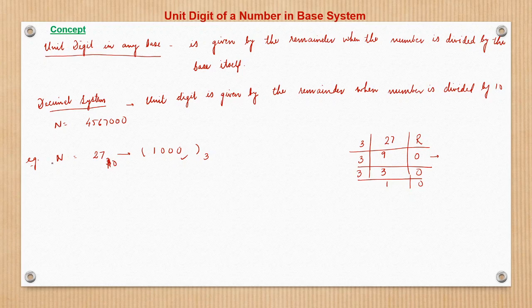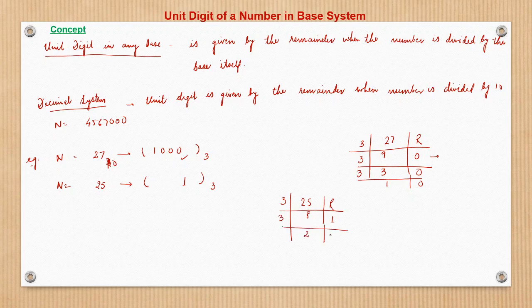So suppose the number had been, say, something like 25, and we were asked to find the unit digit in base 3. What we would have done is simply divide 25 by 3. It goes 8 times, remainder is 1, so we could have directly said 1 would be the unit digit, right? And now if we check the actual conversion, we will get the same thing.